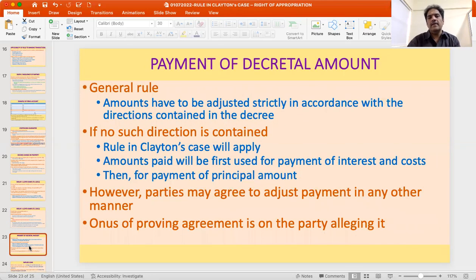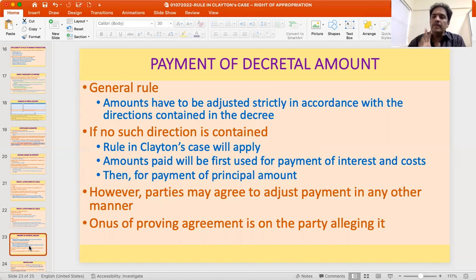Then another instance where this will be important is in case of payment of decretal amounts. The general rule in case of any decree where a payment is supposed to be made is that the decree itself will contain directions on how the payment is to be adjusted. And if no direction is made, then the rule in Clayton's case will apply. So the amount will be paid first towards interest and costs, and then towards the principal amount. However, if the parties agree that the payment is to be adjusted in any other manner, then the payment can be made in that manner.